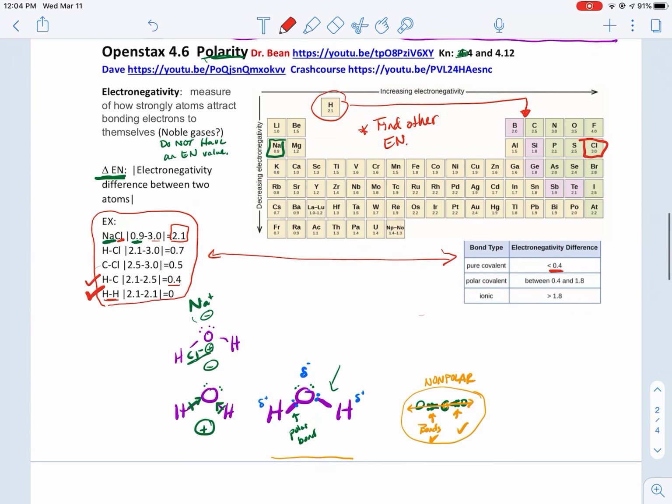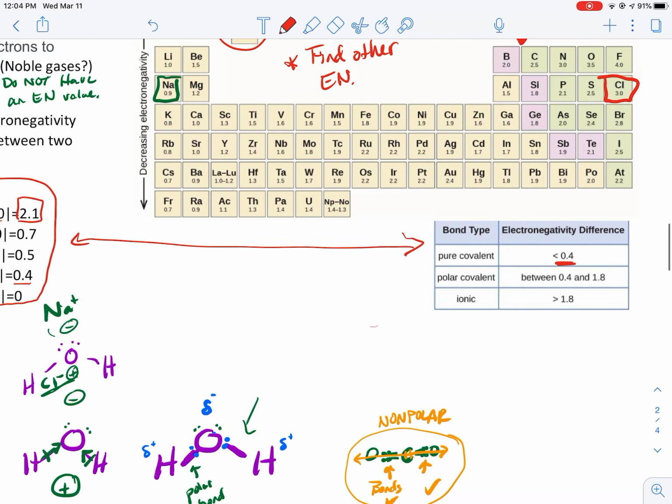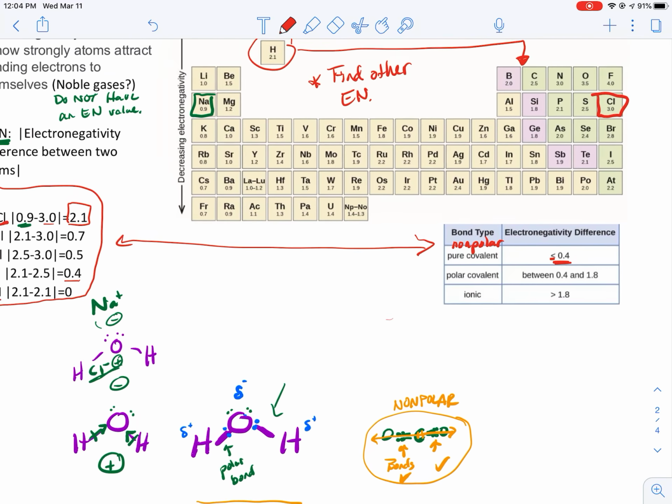Some people will debate that this number should be 0.5. Some people will debate that it should be 0.4. Anyways, we're saying 0.4. And I'm putting a line to say include 0.4 in the pure covalent. As a note, things that are pure covalent are things that are nonpolar. Like oils. So nonpolar will dissolve nonpolar. Oils like oils. Oils don't like water.